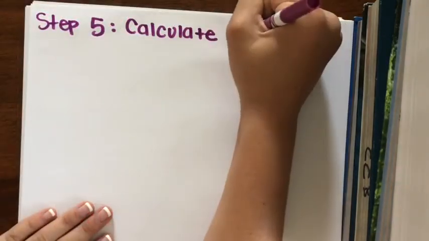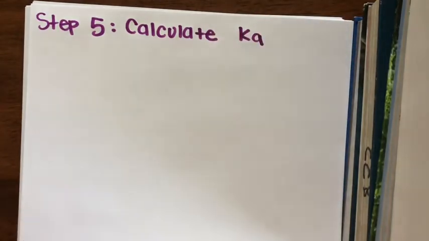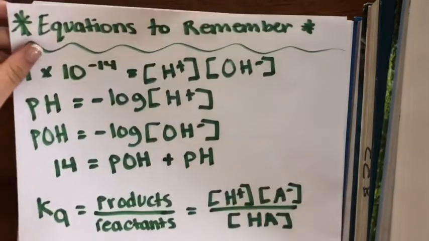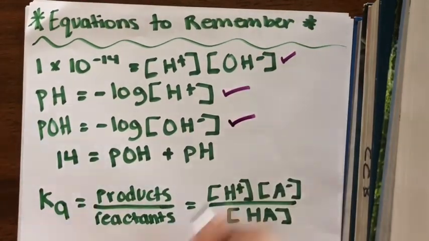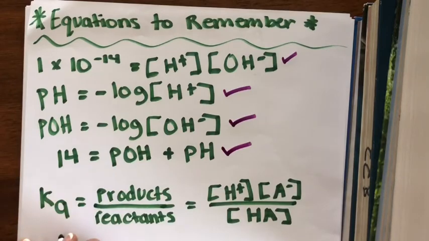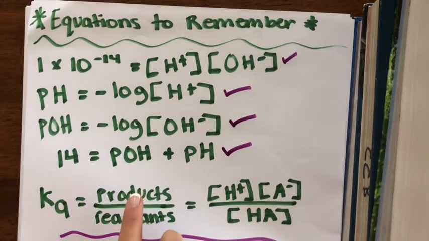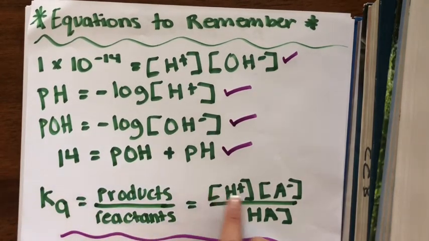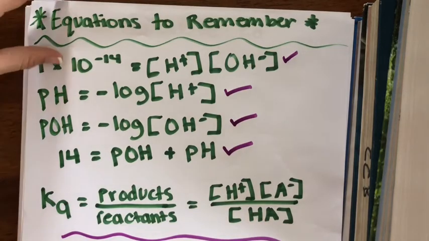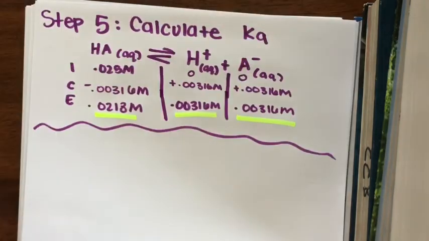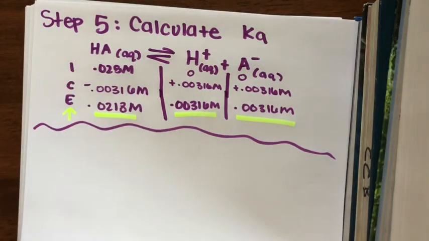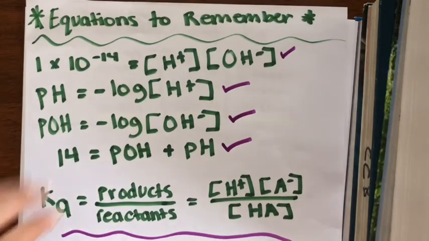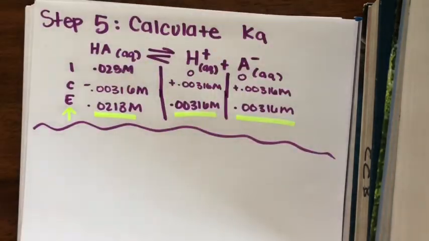Finally, the last step is to calculate the Ka. We could look back at our equations and look at all the ones that we could possibly use. We've used a lot throughout this problem, but the last one that we can use is the Ka equals the products divided by the reactants, which is the H plus times the A minus divided by the HA. To make it easier, I rewrote our ICE table at the top. The ones I've highlighted are the values that we are going to be using, which is our equilibrium values. We will plug these into our equation in order to find the Ka.